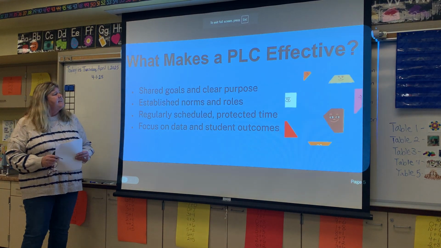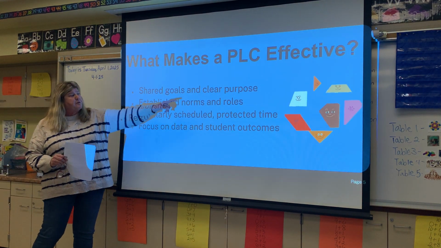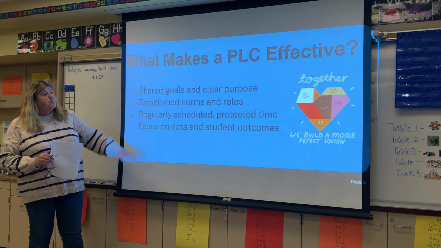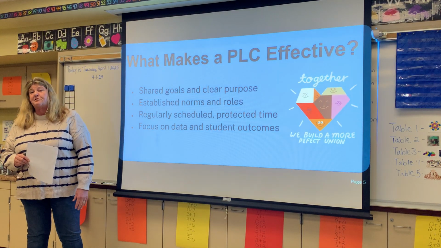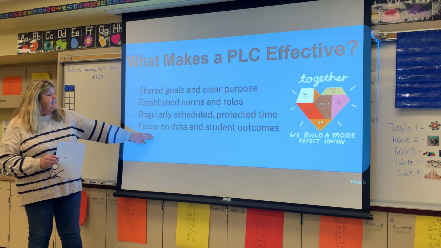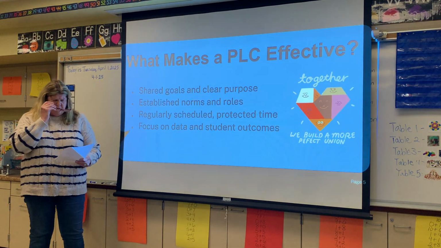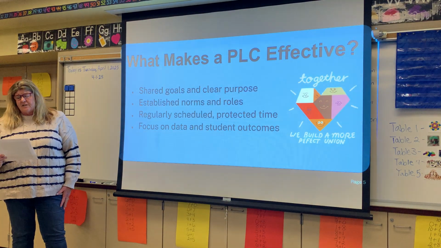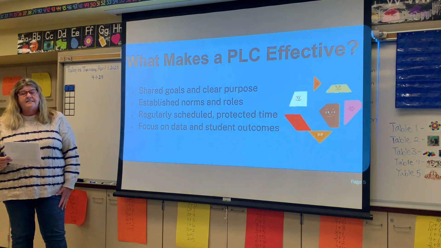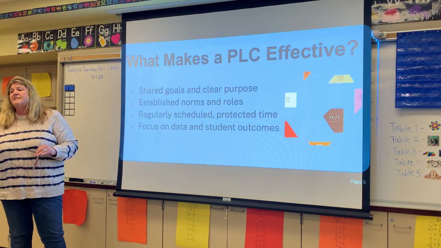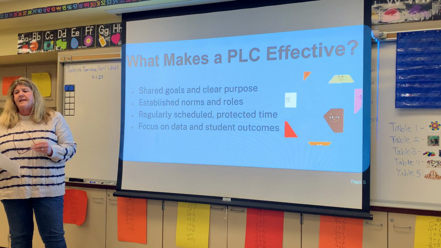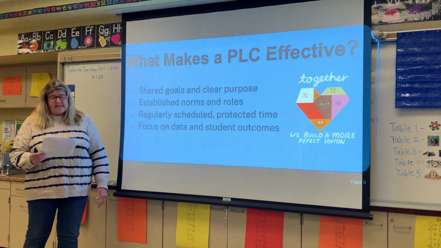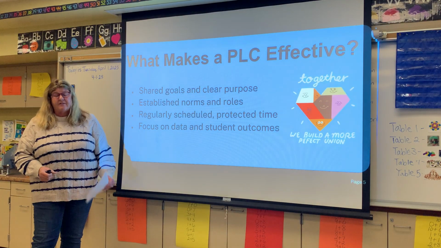What makes a PLC effective? Well, shared goals and a clear purpose are very important. Establishing norms and roles, regularly scheduled protected time, which doesn't always happen in our school district, we all know. That's for sure. And focusing on data and student outcomes, which is really important. An effective PLC has structure, purpose, and consistency. It's not just another meeting, it's dedicated time for student-centered collaboration. And that's the key, student-centered collaboration, which we don't always get time to do. When PLCs include modeling, feedback, and lesson design, they align highly with the effective practices from Davis that we've learned about.